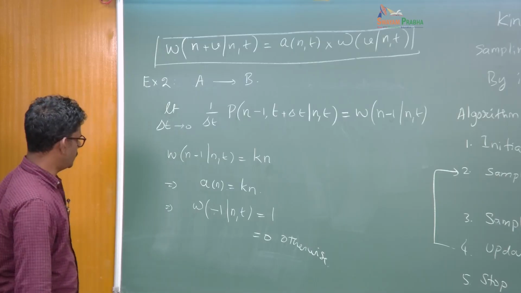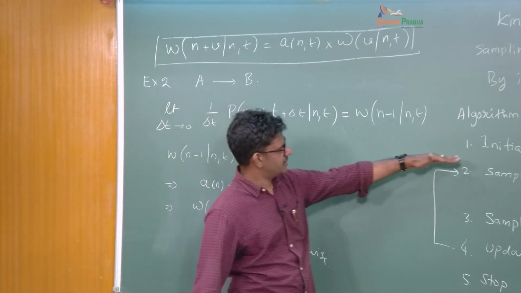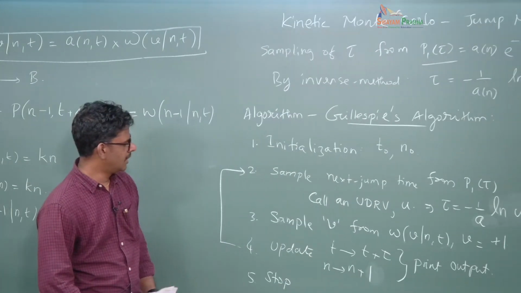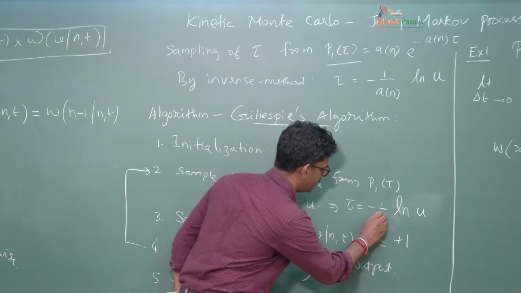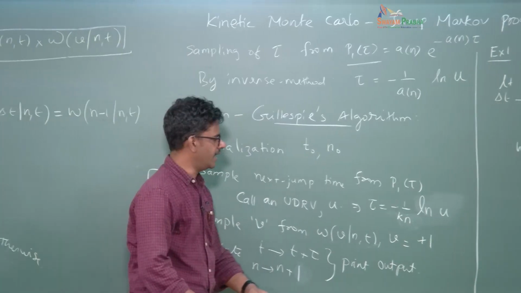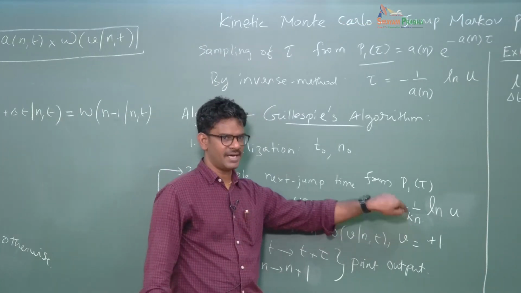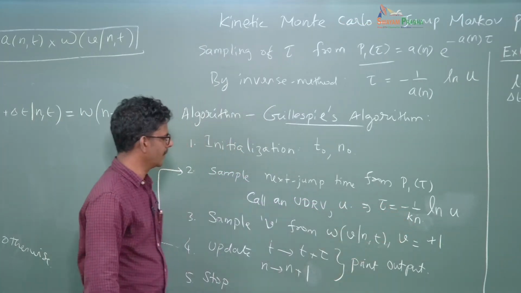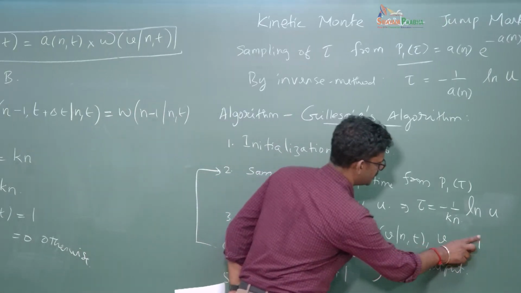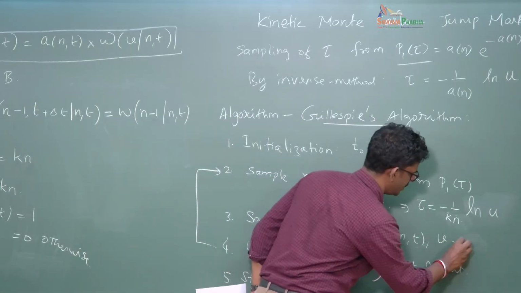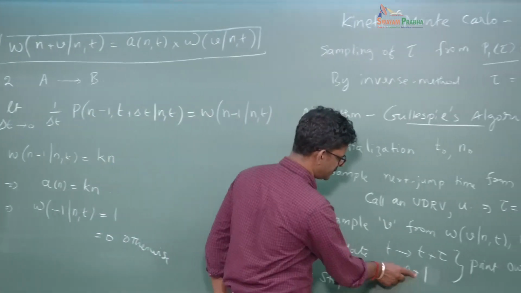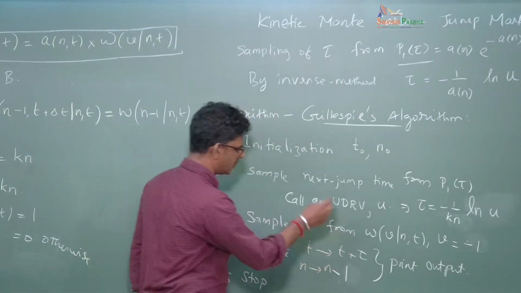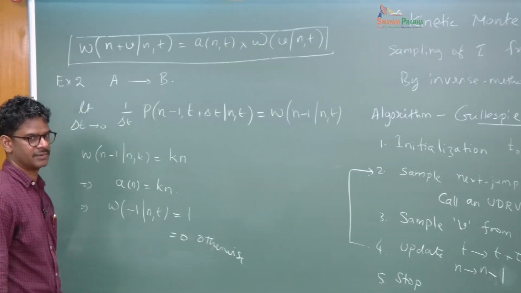Okay, so once you have this, again you can set up this kind of a Gillespie algorithm. You would write here Kn, where n is the number of molecules of A at that particular time interval. So here nu is -1, uniquely defined, and then you would update n equal to n minus 1, t equal to t plus tau. Okay.